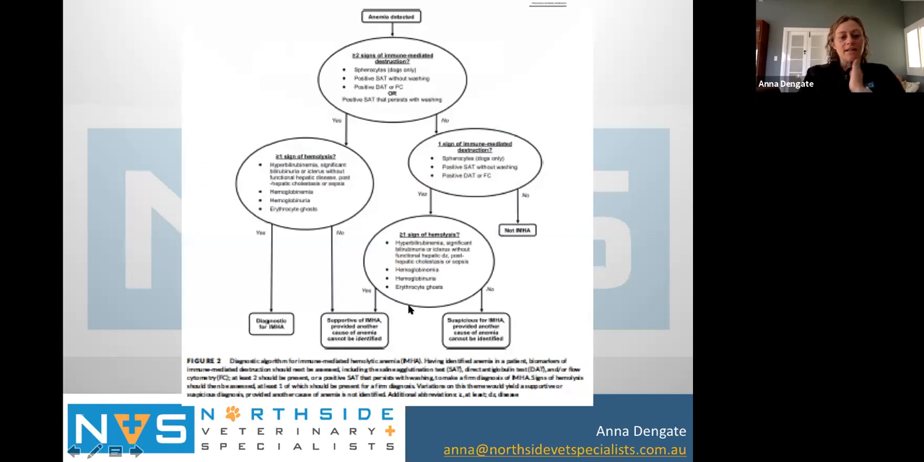So, moving on to the consensus statement, they've got this diagnostic algorithm for IMHA. Sorry, that's really blurry. I don't know why. But essentially, once you've detected anemia, you need to detect two or more signs of immune-mediated destruction of the red cells. And if you've got that, then you need to detect one or more signs of hemolysis. So I'm going to go through what those signs of immune-mediated destruction and hemolysis are, and what to look out for, to be able to get the slam dunk diagnosis.